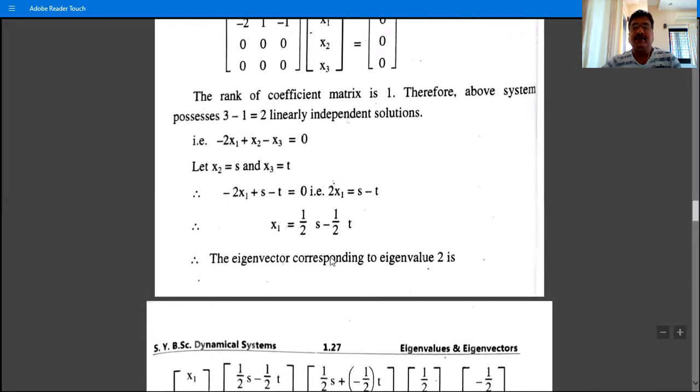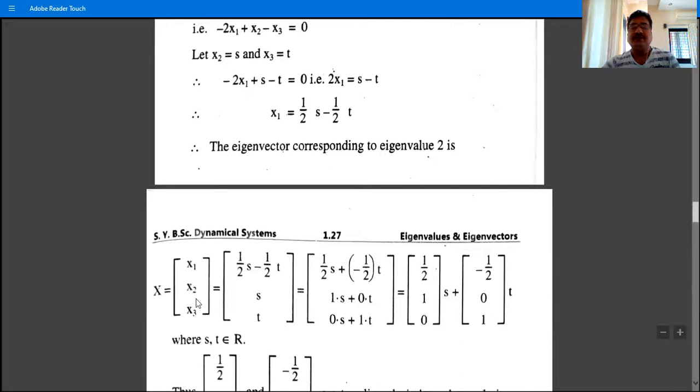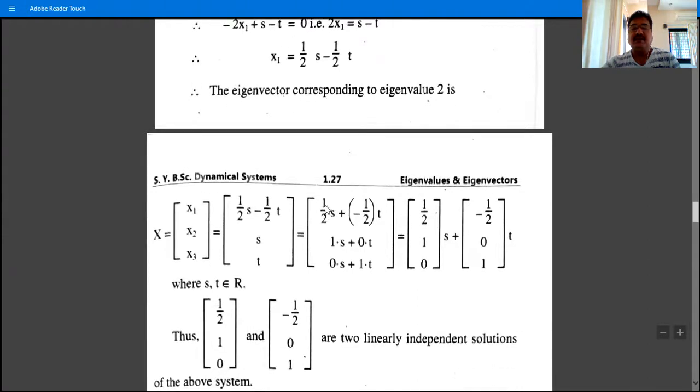And so the eigenvector corresponding to eigenvalue lambda equal to 2 is what? X is equal to x1, x2, x3. x1 is 1/2 s minus 1/2 t, x2 is s, and x3 is t. Then this is 1/2 s minus 1/2 t, 1 s and 0 t, and this t is 0 into s plus 1 t. So write the coefficient of s: 1/2, 1, 0, and then plus t, the coefficient of t is: minus 1/2, 0, 1.